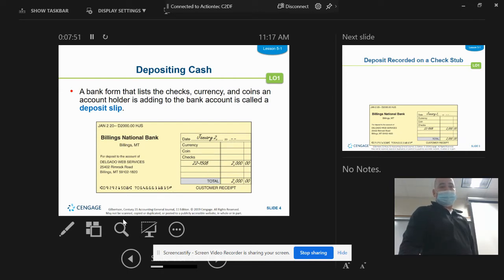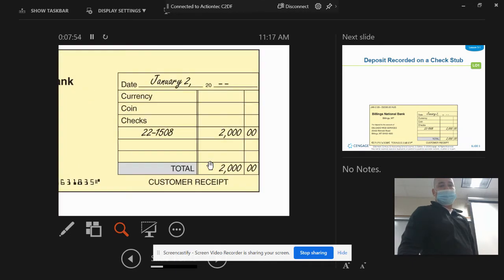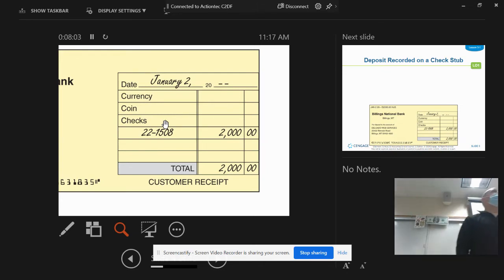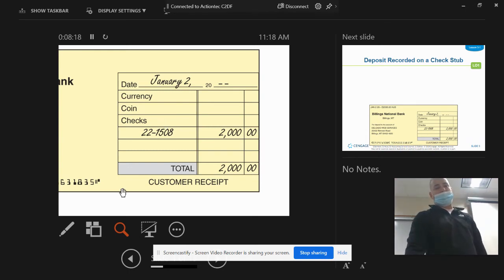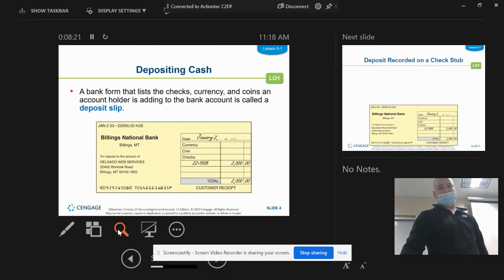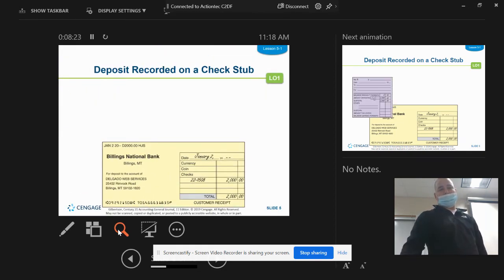Again, you can see here that you can deposit either currency, coin, or checks. What's the difference between currency, coin, and checks? Or what could you deduce by those words there? Currency is dollars, coins are coins, and then checks are checks. Yeah, pretty straightforward, but thought I'd ask. There is a difference.